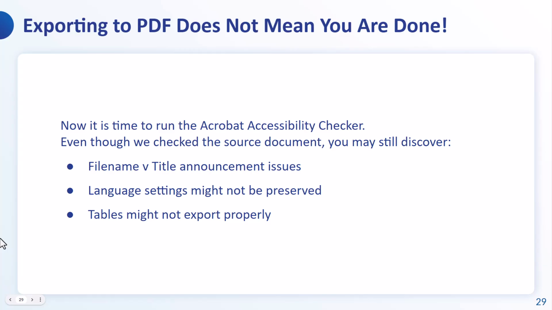Another one is that language settings might not totally get preserved properly, and tables might not export properly. I'll get into that a little bit more when we look at advanced remediation in a PDF. But for now, just know that the checker in Word, which I'll show you in a minute, can do a lot. But again, it won't guarantee you 100% accessibility. You'll have to look at the PDF for that.